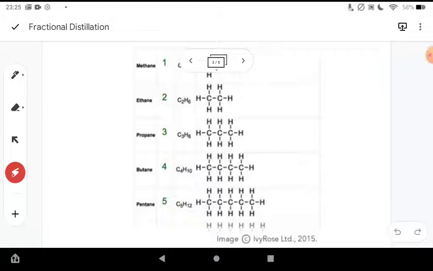So if we have a look, these are some basic hydrocarbons. You've got ethane, which has got 2 carbons and 6 hydrogens. So it's C2H6. Pentane's a bit bigger, C5H12. So it's got 5 carbons and 12 hydrogens. And pentane will have a higher melting point and a higher boiling point than ethane, because it is bigger.